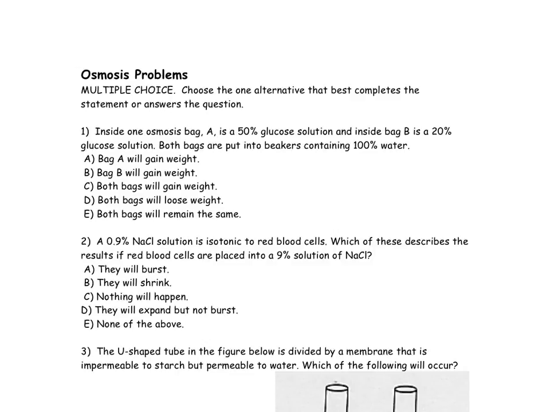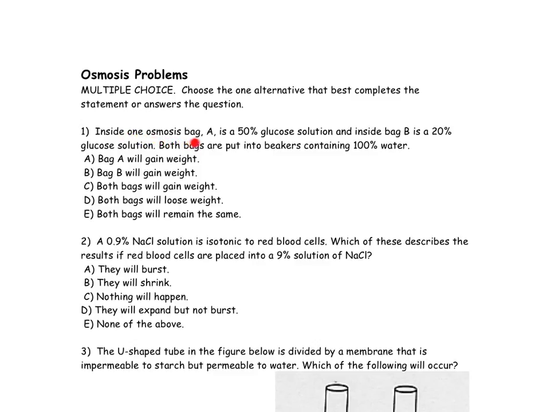So it says inside one osmosis bag, and when they say osmosis bag, you have to think dialysis bag, or they'll use dialysis bag or osmosis bag. But when you see osmosis or dialysis bag, you have to think that water can pass through it. It's not a plastic bag. It seems like it's a plastic bag, but it's not. It's a bag that allows water through, but none of the charged particles. Glucose, for instance, wouldn't be allowed through.